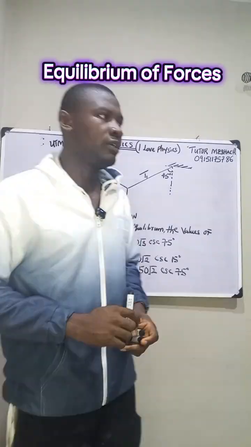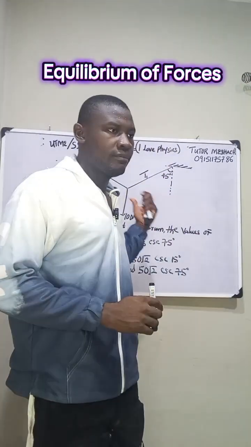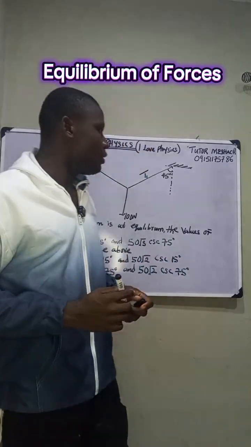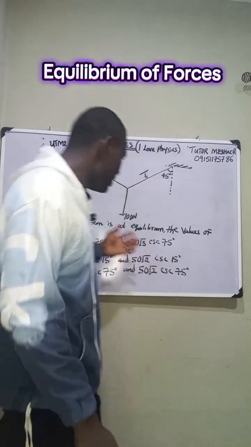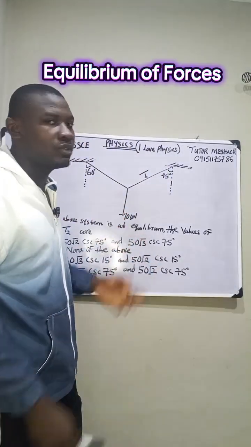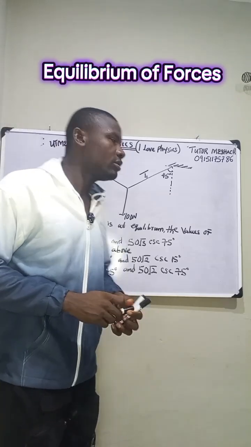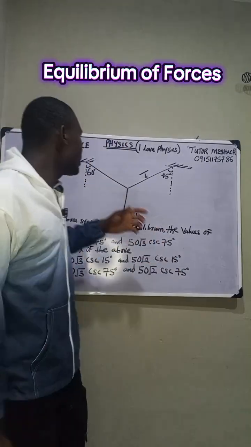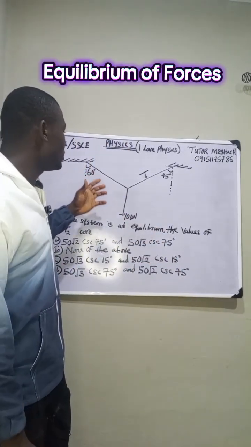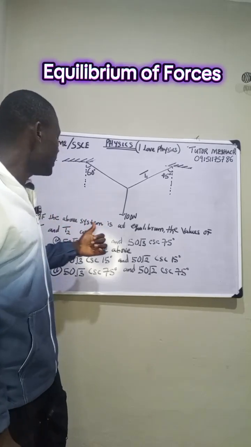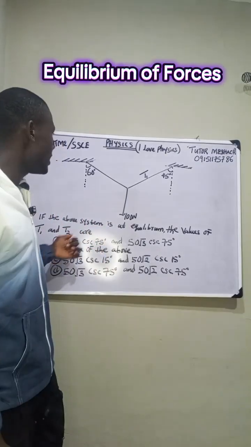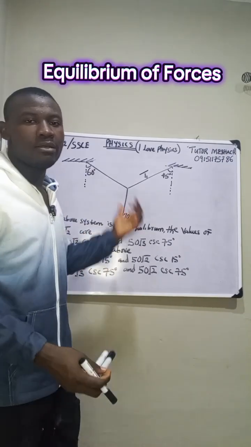We'll be looking at a question from equilibrium of forces. Now, this thing you are seeing here is very simple. Don't be scared by the structure. It's very simple. A student sent it, and I thought it wise to share it with you people. So, see what we have here. It said, if the above system is at equilibrium, the values of T1 and T2 are just this.